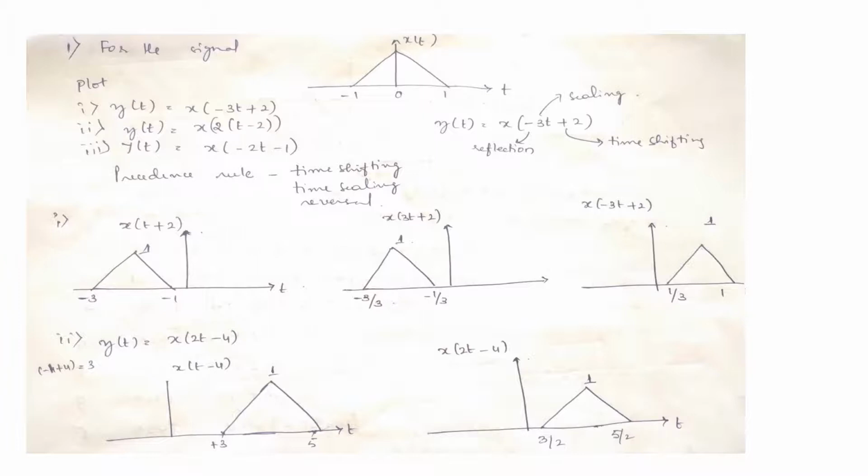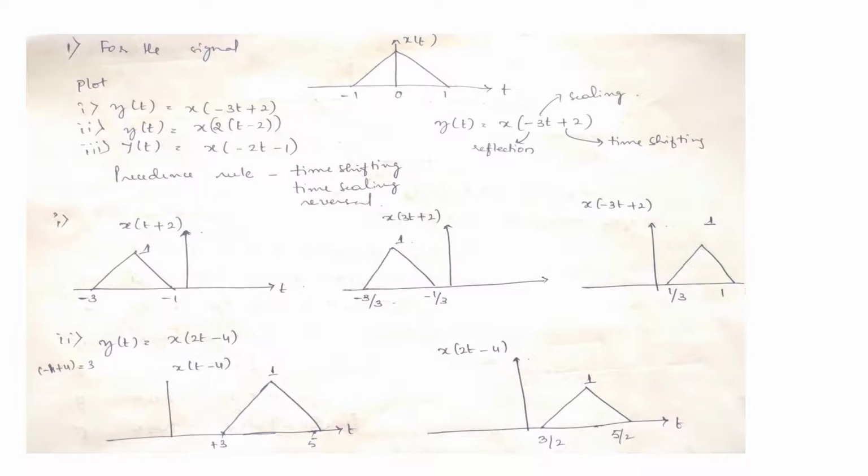For the signal, given signal x of t, plot y of t is equal to x of minus 3t plus 2. First, x of t is given, and the signal is present at -1, 0 and 1. So here it is given y of t is equal to x of minus 3t plus 2. According to the precedence rule, initially I have to do time shifting, then I have to do time scaling, then I have to do reflection.